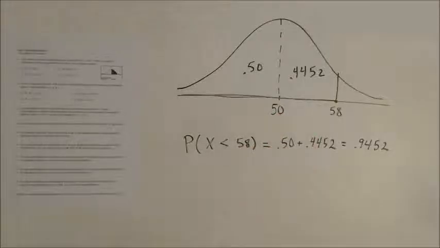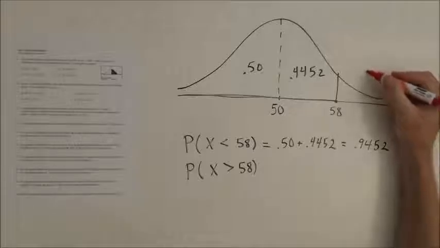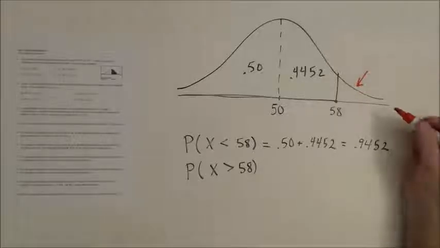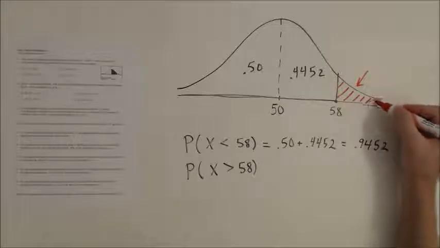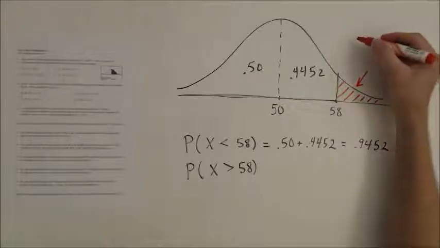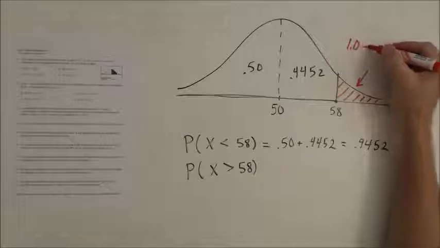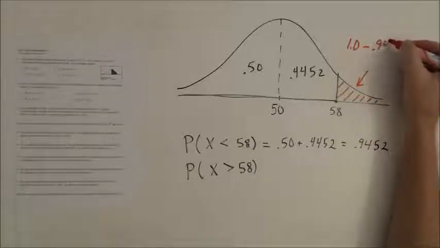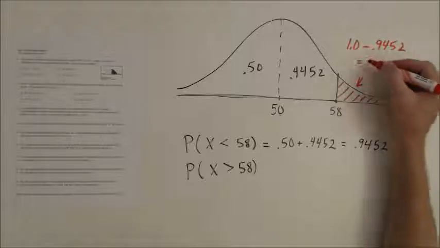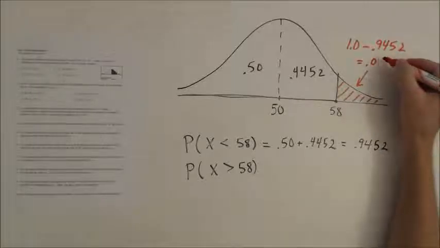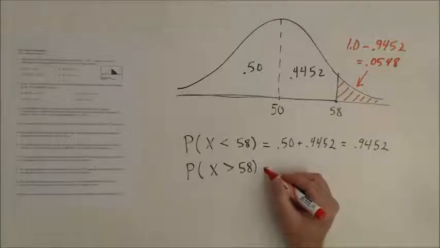No calculator is necessary. The probability that x is greater than 58 is just the remaining portion of the distribution. That is, it's the complement. So 1 minus the 0.9452 that lies to the left gives a value of about 0.0548, just under 5.5%.